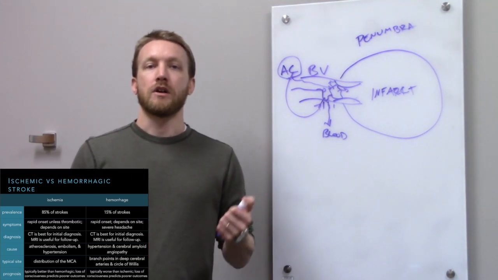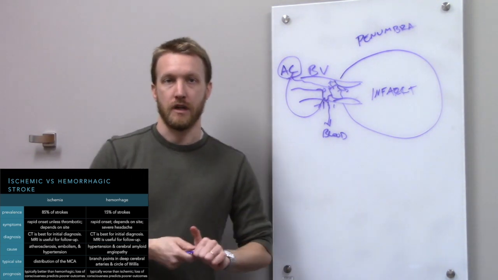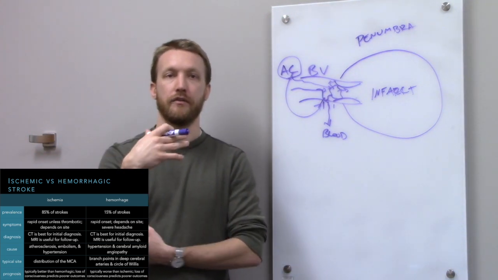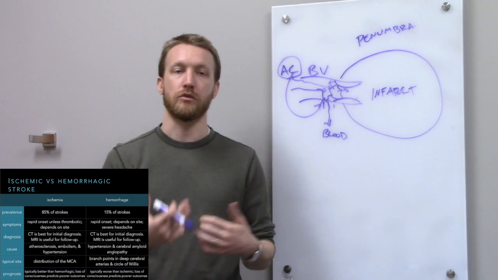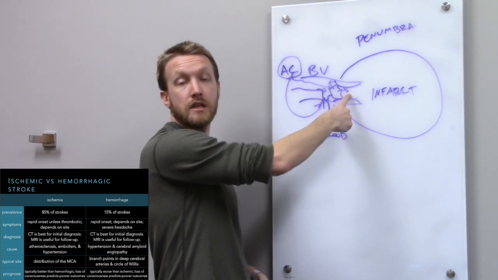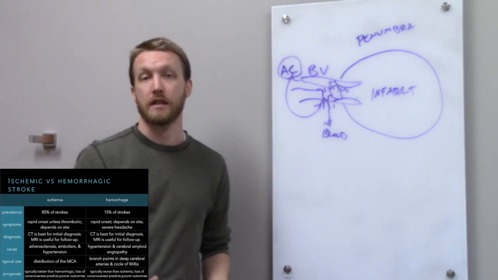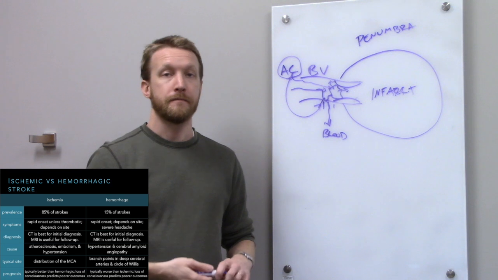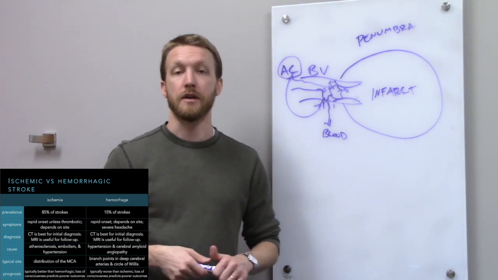The underlying causes are pretty similar. Hypertension can cause either one of these. As you have atherosclerosis, that can of course increase the likelihood that you have blockage of blood vessels, and there are some conditions that make it more likely for blood vessels to rupture, like cerebral amyloid angiopathy. We'll get to that in just a little bit.